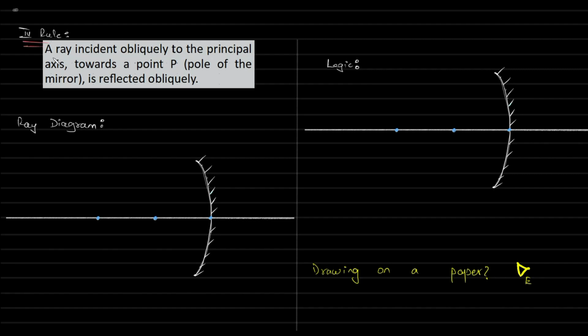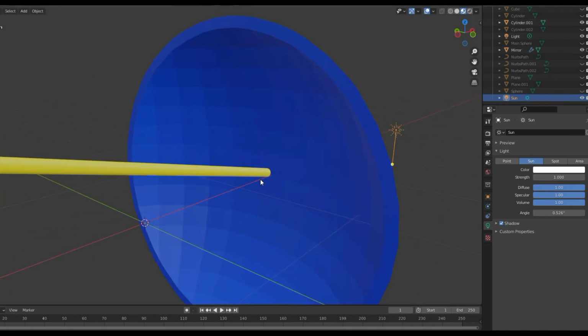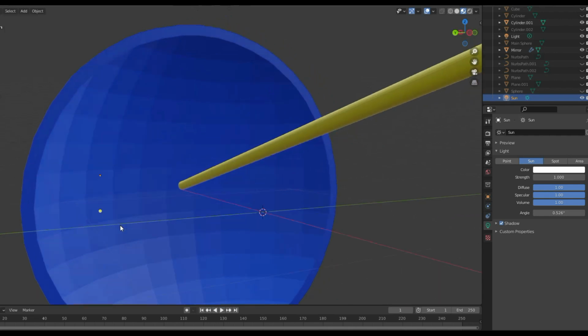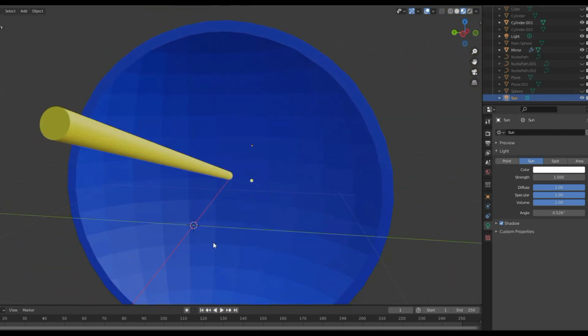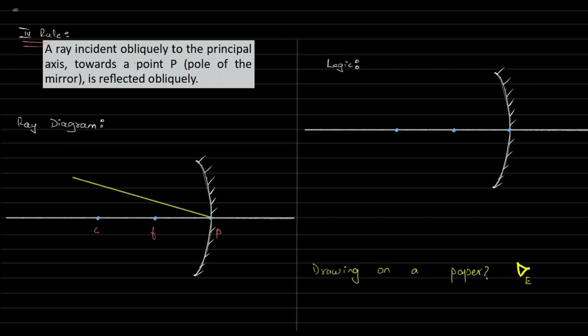The fourth law: a ray incident obliquely to the principal axis towards a point P. So basically they're talking about this being your center of curvature, focus, and this is P. The language is simple. All they're trying to tell is, if a ray falls at point P, something like this, so this is your point P. If the ray falls over that, again, this is 3-dimension remember, but we can draw only 2-dimension. If a ray falls in some manner like that, what happens? What do you think happens?